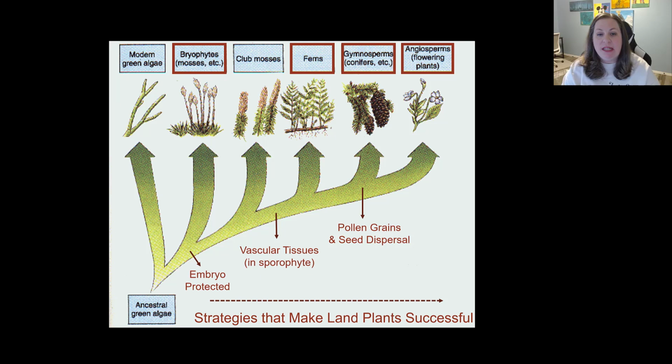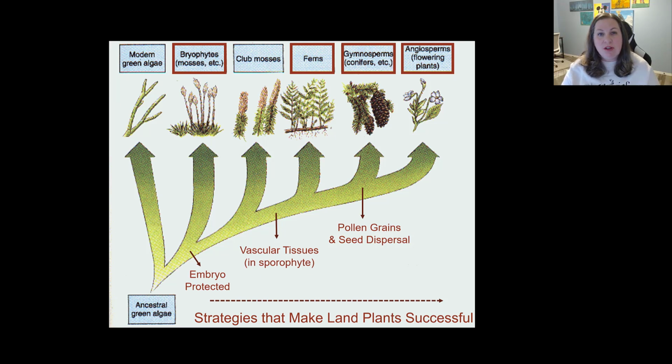Now, gymnosperms and angiosperms are going to be more advanced because they have the ability to create pollen grains and they can do a different kind of seed dispersal. All right, and this is going to be the more advanced part and why they can spread to lots and lots of different areas.